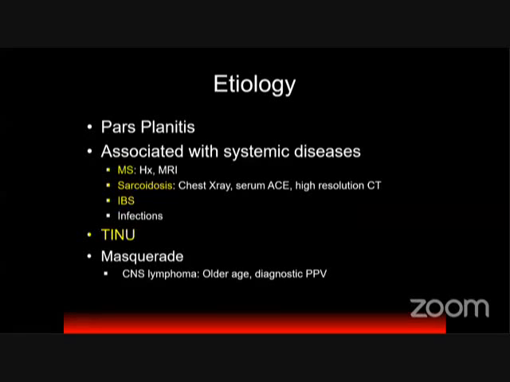With IBS, you get a history of mucus or bloody diarrhea, weight loss, fever of unknown origin, and then you order calprotectin in stools and ESR, and if there's any doubt, send them away to gastroenterology.